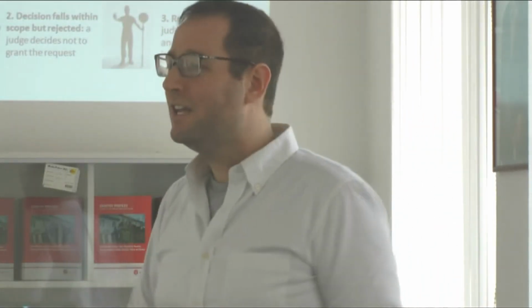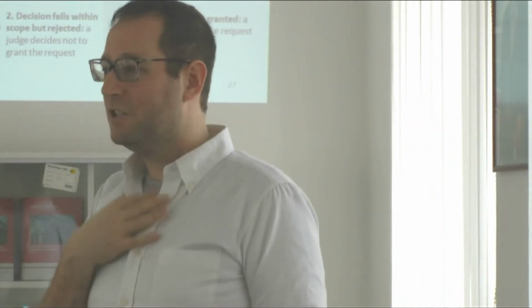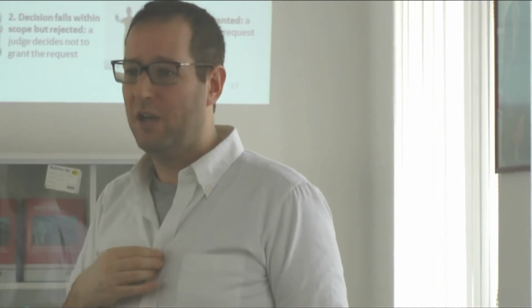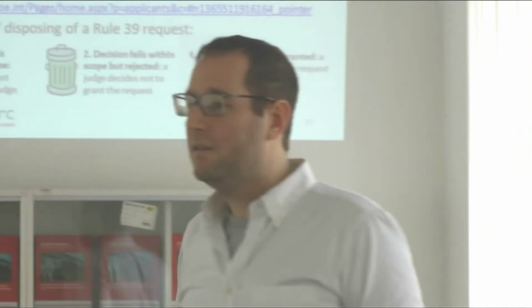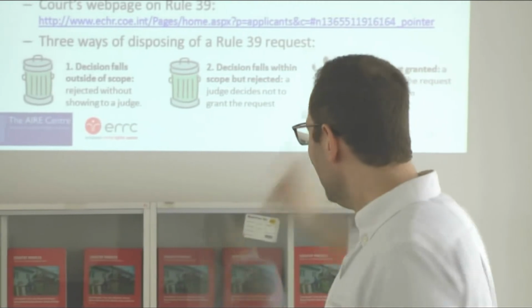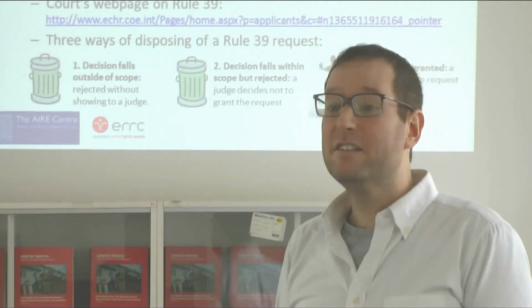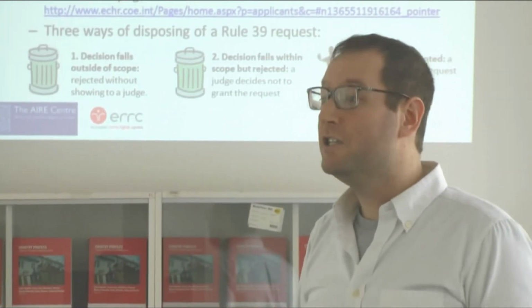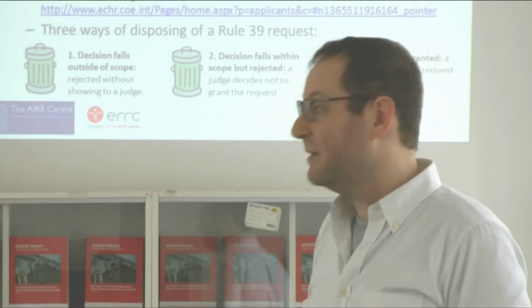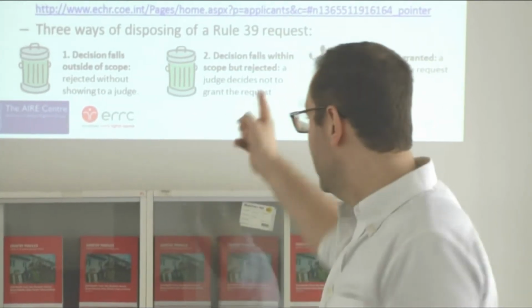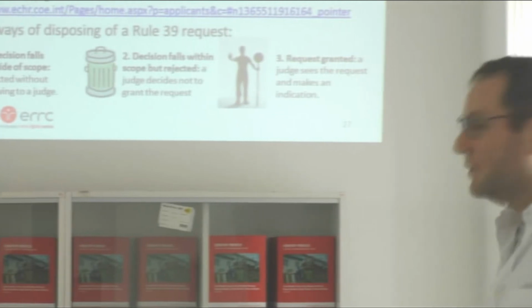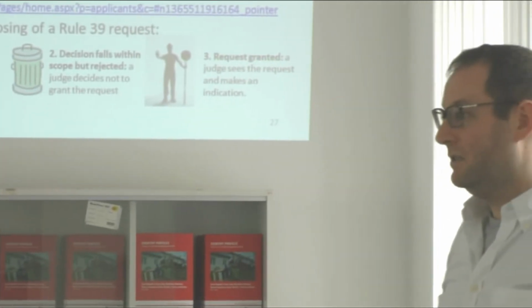One is the way they dealt with it in our case, P, in which the court said this falls outside the scope of Rule 39, and they throw it in the bin without even showing it to a judge. The second way is they say this decision falls within the scope of Rule 39, we're going to show it to a judge. Then the judge looks at it and says, I'm not granting this Rule 39 request. Throws it in the bin. And the third way is that it goes to the judge, and the judge grants the Rule 39 request.